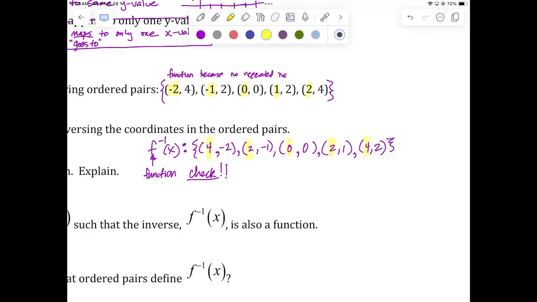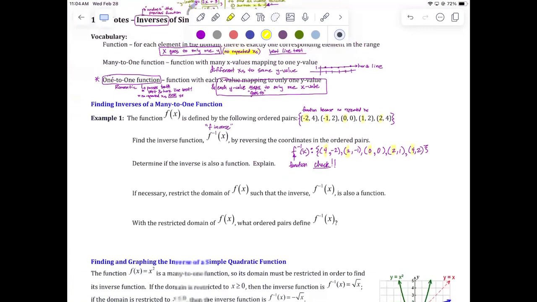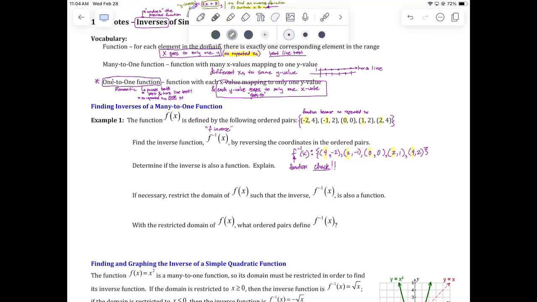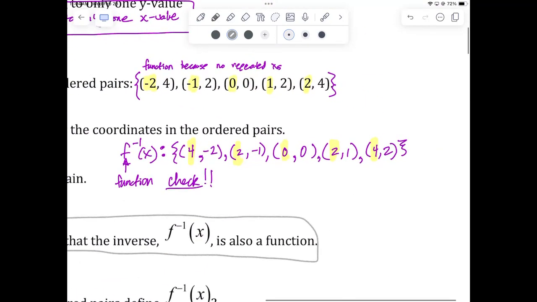I check to see if the x's repeat. Do any x's repeat? Oh boy. Now I've got a 2 going to a negative 1 and a 2 going to a positive 1. That is no bueno. So I need to restrict the domain of f if necessary so that the inverse function is truly a function. Now, how do I restrict the domain?